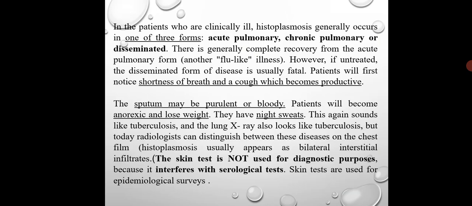One can notice some of the signs and symptoms of this infection, like shortness of breath and cough, which become productive. And if you see the sputum of the patient, it is purulent and bloody, and the patient can also show anorexia and weight loss. They also have night sweats. So these symptoms are once again similar to the symptoms of tuberculosis. And also the X-ray report can suggest the person is infected with tuberculosis. But now the radiologist is able to distinguish these diseases based on the chest film.